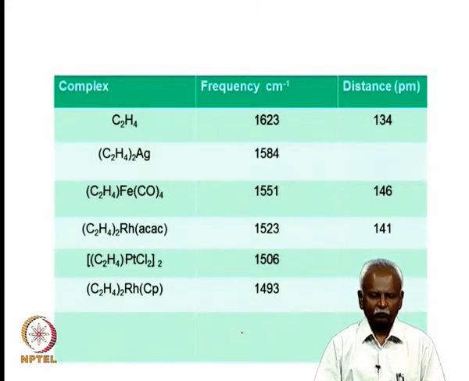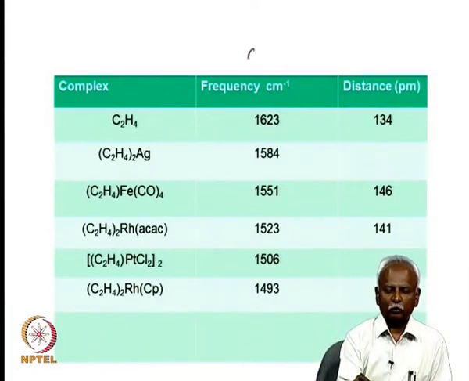As I mentioned, the free olefin is 1.34 angstroms or 134 picometers. When it is bonded to a metal, then the bond distance increases and the frequency decreases. So, you can see about 100 or less than 100 centimeter minus 1 decrease in the metal olefin. You have a 100 centimeter minus 1 decrease in the carbon-carbon stretching frequency.